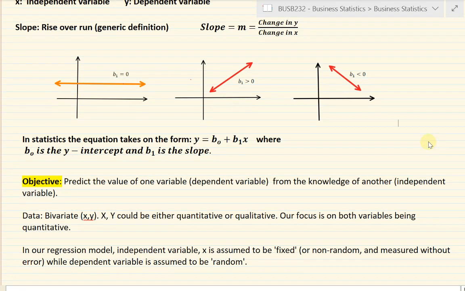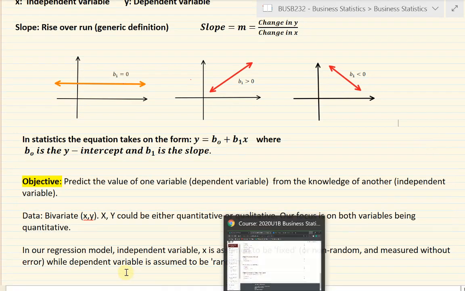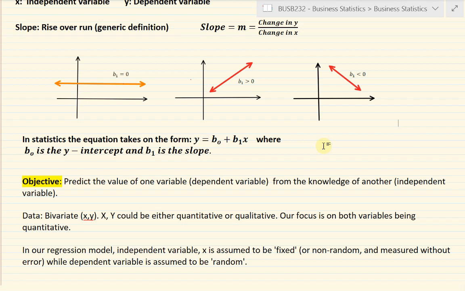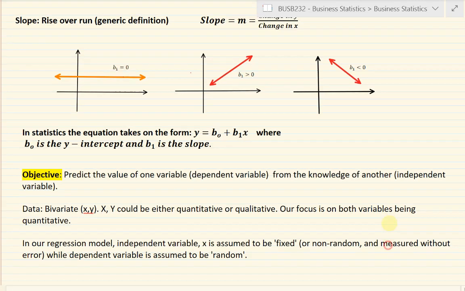Now, the other assumption is that our independent variable, which is x, is assumed to be fixed or non-random and measured without error. And the dependent variable is assumed to be random. So that's going to be our assumption. The only random variable here is going to be y, but the x's will be fixed. And I'll clarify that in a few minutes.